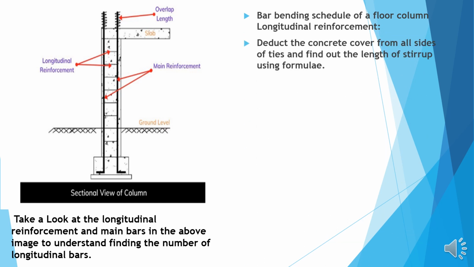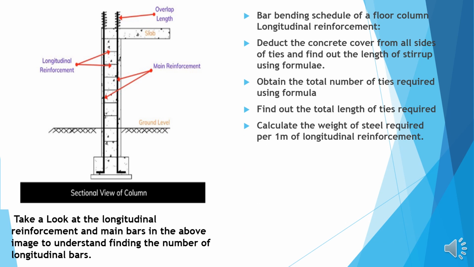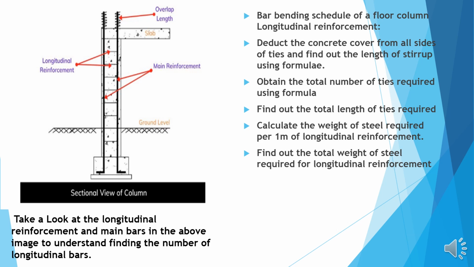Bar bending schedule of a floor column, longitudinal reinforcement. Deduct the concrete cover from all sides of the ties and find out the length of the stirrups using the formula. Obtain the total number of ties required using a formula. Find out the total length of the ties required. Calculate the weight of steel required per running meter of the longitudinal reinforcement. Find out the total weight of steel required for the longitudinal reinforcement.